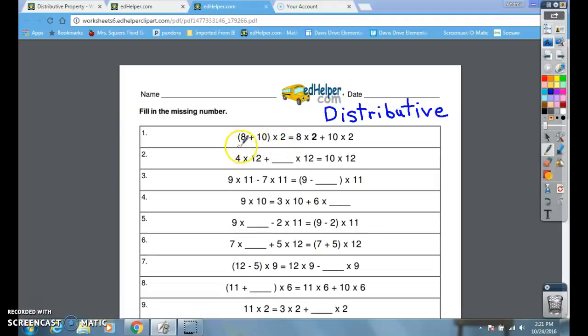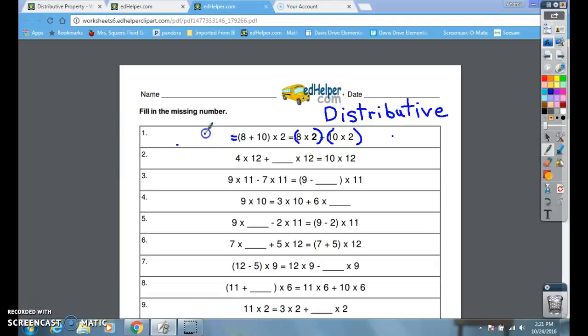Remember, we have to make sure both sides of the equal sign equal each other. So what they did here was they took 8 plus 10 times 2, and they took the 8 out of the parentheses and put it here, and they took the 10 out of the parentheses and put it here. And then they said, well, I needed to times the 8 times 2 and the 10 times 2 to get the same answer. I know that's a little hard to understand, but just look at it for a minute. 8 plus 10, if you would have done that first, that would have given you 18 times 2 is 36.